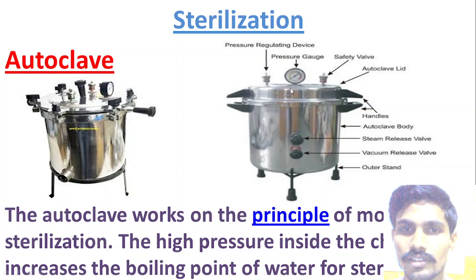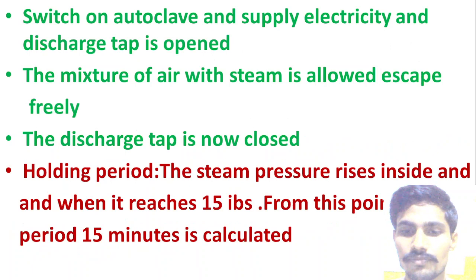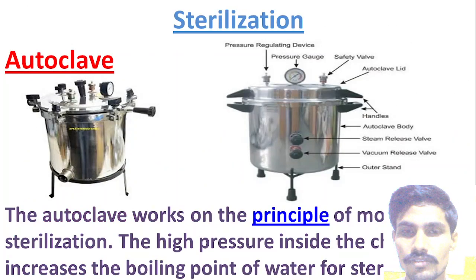Okay, you can see autoclave is one of the devices. In the diagram you can see this is the autoclave device. With the help of this we can sterilize the articles. With the help of this autoclave we can sterilize the articles by the autoclave method here.